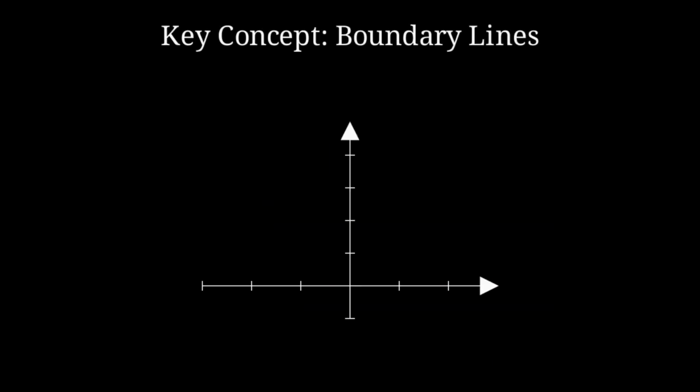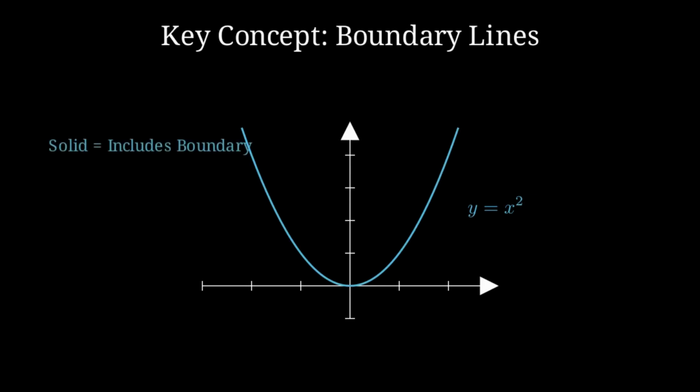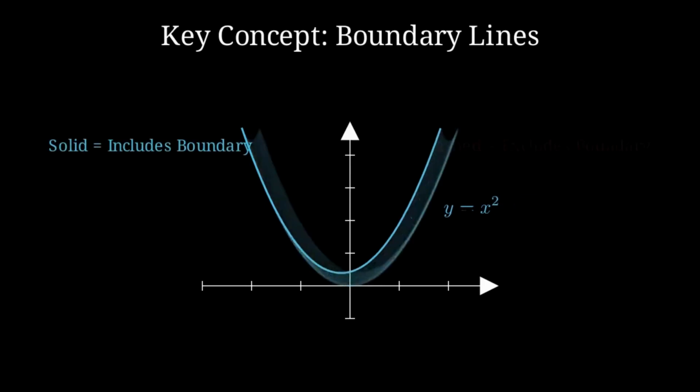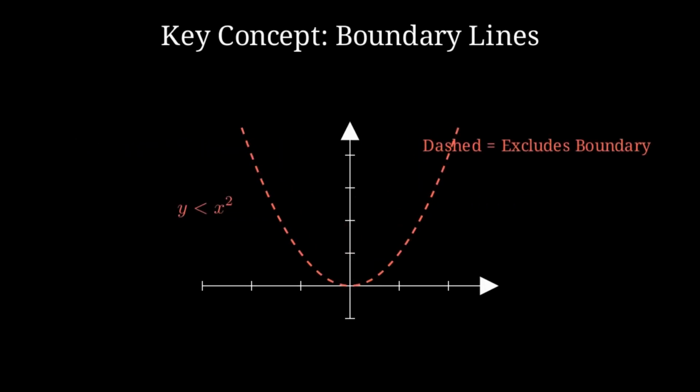The first step is identifying the boundary. If the inequality includes equal to, use a solid line. If it is strictly greater than or less than, use a dashed line. This boundary divides the coordinate plane into distinct potential solution regions.